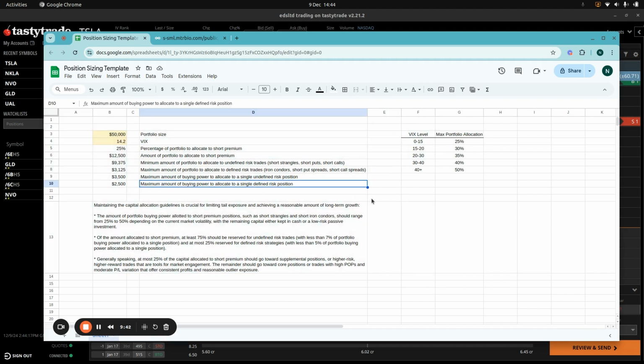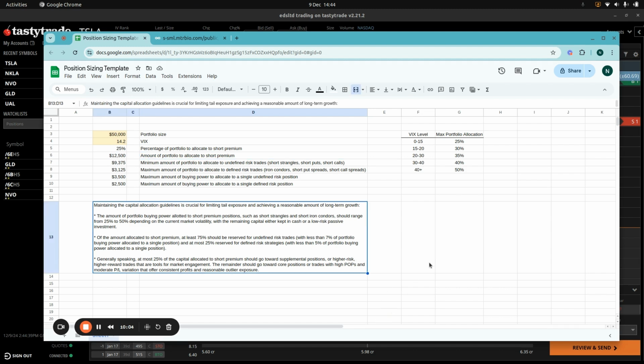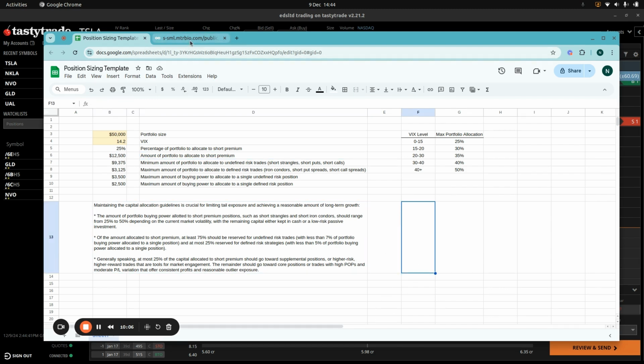It will tell you what the maximum amount of buying power is that you should be allocating to any single defined risk position, undefined risk position, and how much of your portfolio you should be allocating to short premium strategies in general. And as long as you follow this outline and use it to form the backbone of your portfolio over the long term, you will be absolutely fine. There's also an explanation here of how everything works. Again, link for that is in the description.